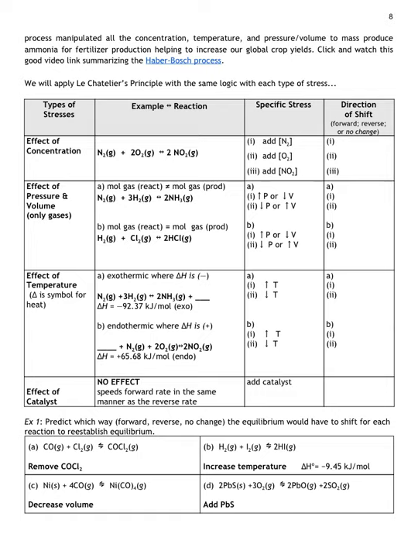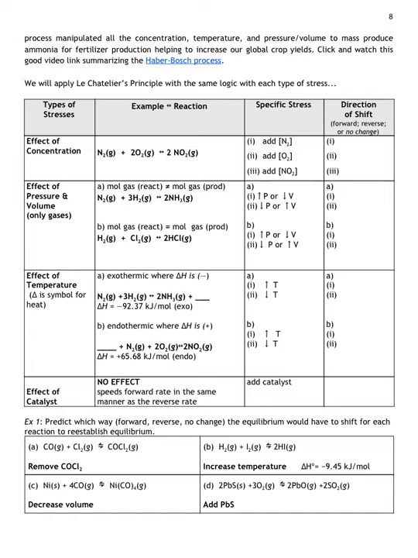The first stress is a stress on concentration. And so when you increase amounts of reactants or products for a system that is already at equilibrium, you're going to impact it in different ways. Let's see what specific stress will cause the reaction to either shift forward, shift reverse, or have no change. No change means there's no impact on the equilibrium system.